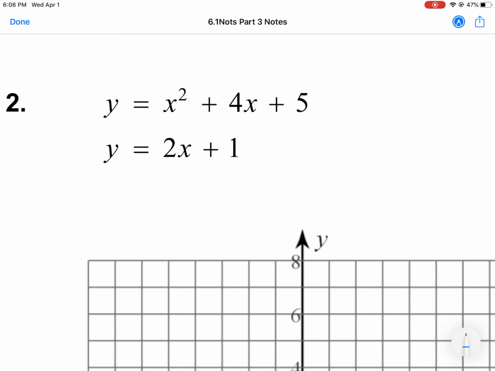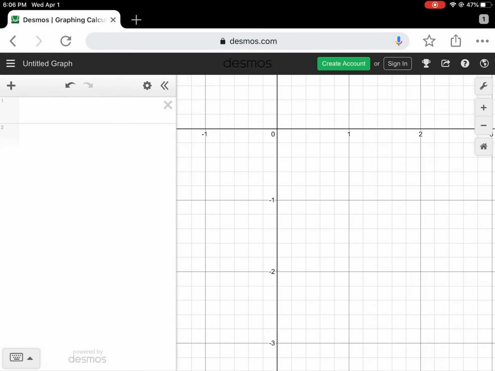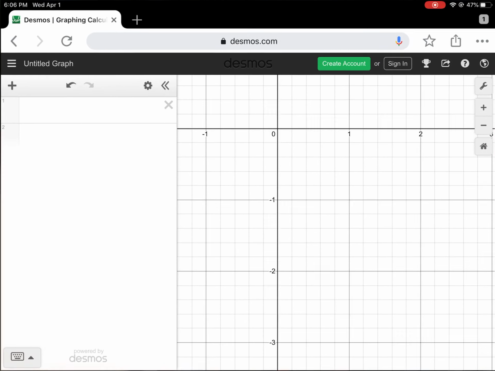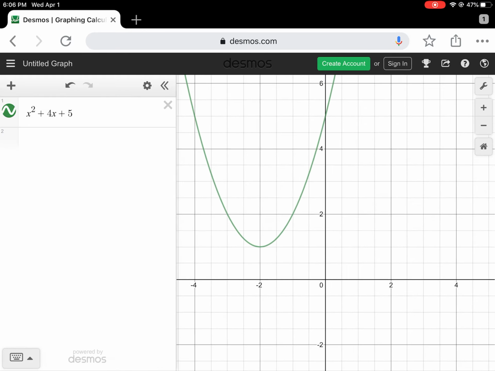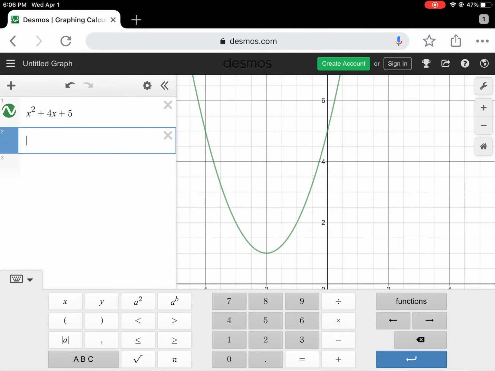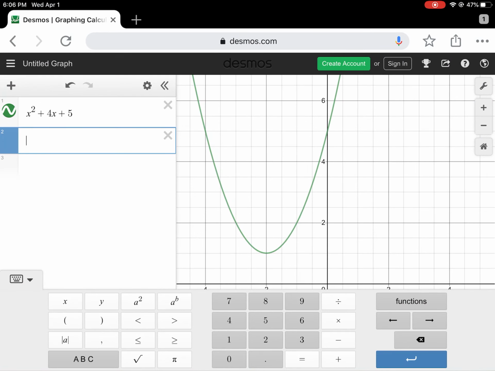I'm going to graph just 2 of them, and then I think we're going to have the idea by then. I'm not going to go through all 4. So let's take a look here. Go back to Desmos. Clear these guys. Alright, what am I going to type in? X squared plus 4x plus 5. So type in x, then click the a squared button. X squared plus 4x plus 5. Alright, now for my next graph, I have 2x plus 1.